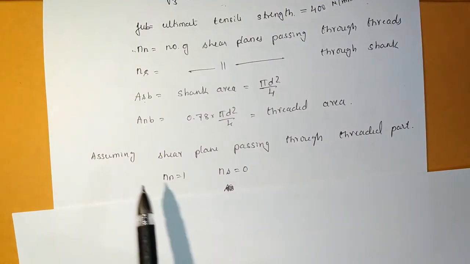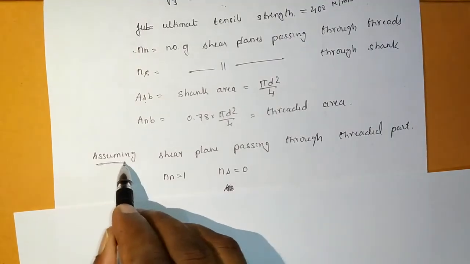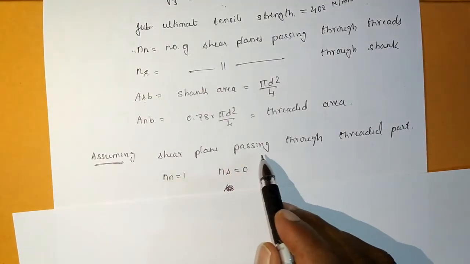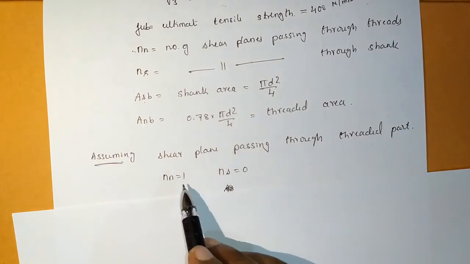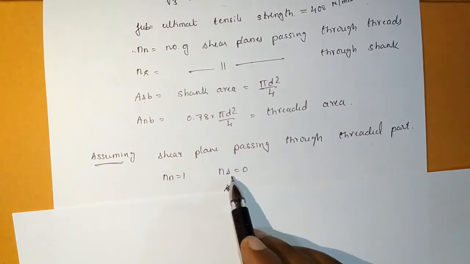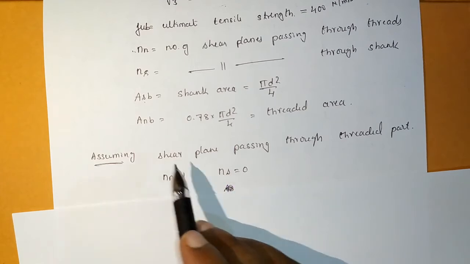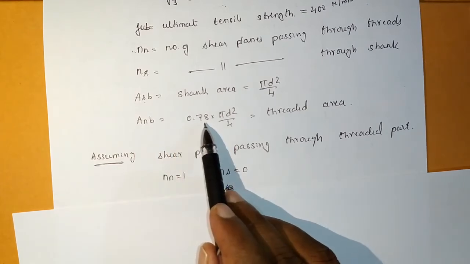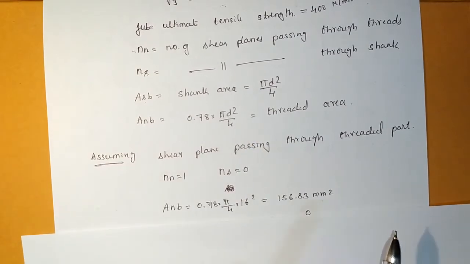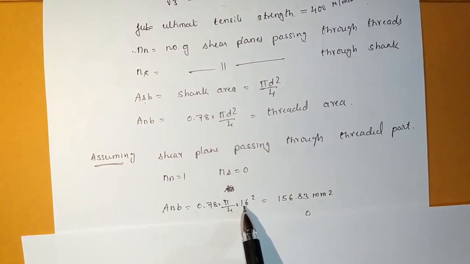Now we are assuming that shear plane is passing through the threaded part. If the shear plane is passing through the threaded part, then NN equal to 1, NS equal to 0. To calculate area of the threaded part, we have to use this formula 0.78 into pi d square by 4. We have to use 0.78 into pi by 4 into 16 square. Dia of the bolt is given, 16 millimeter. This is the area of the threaded part.